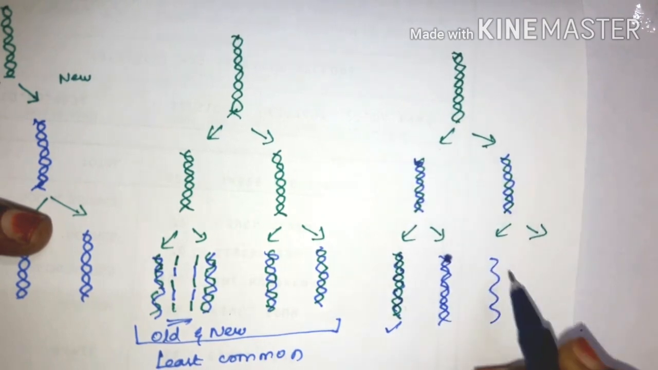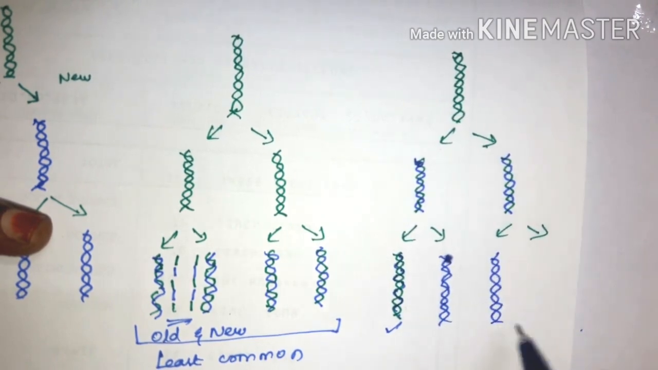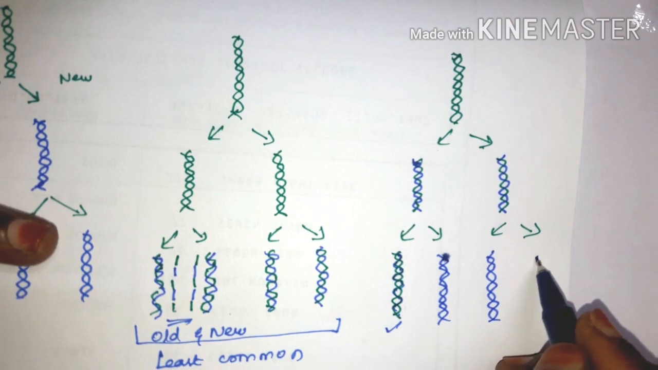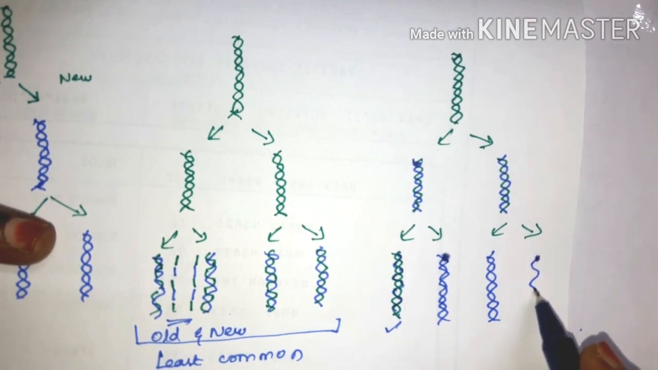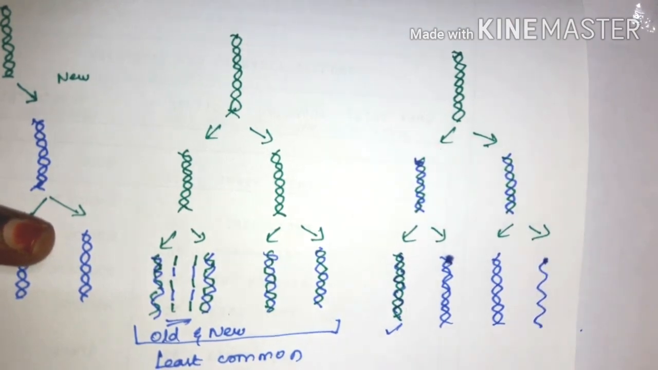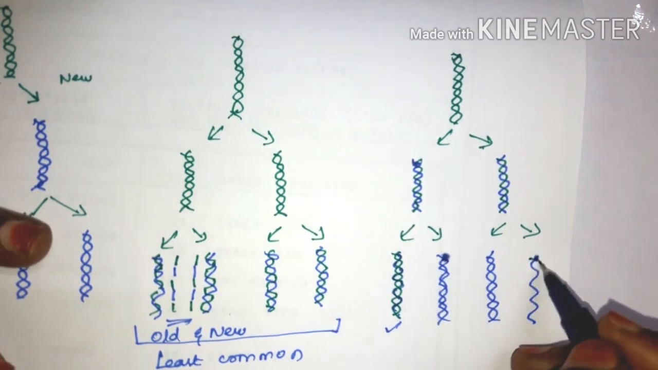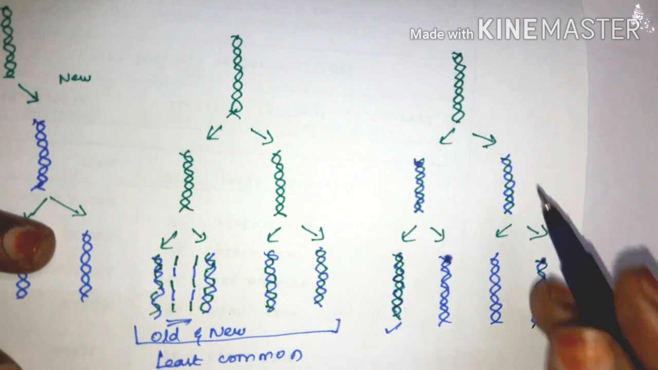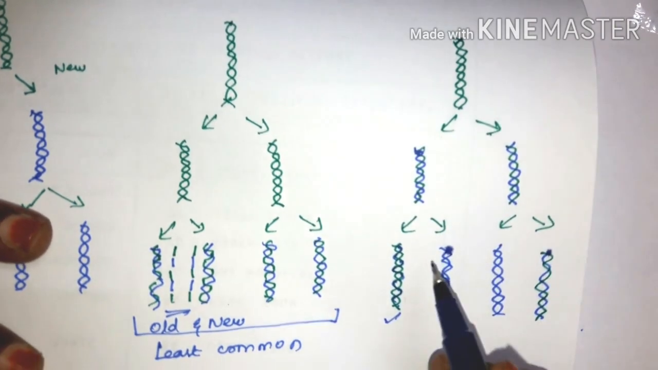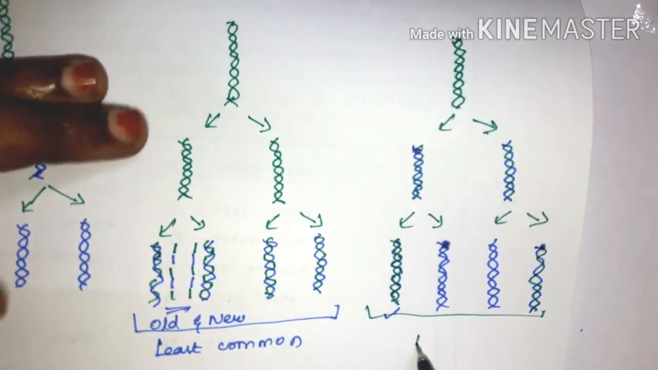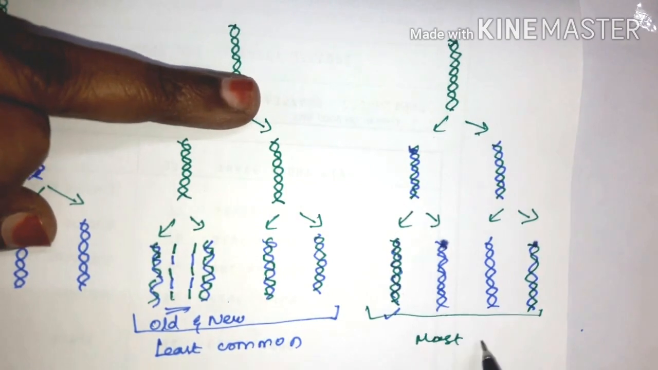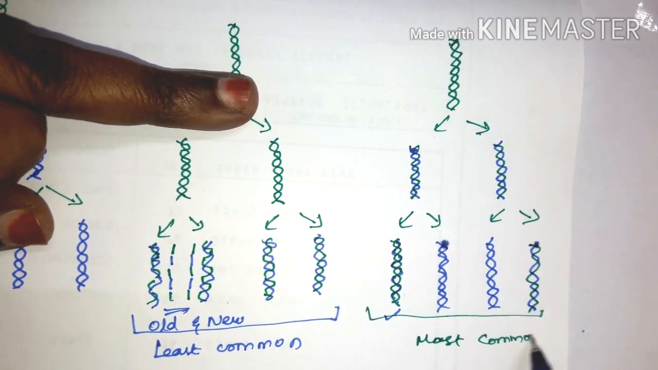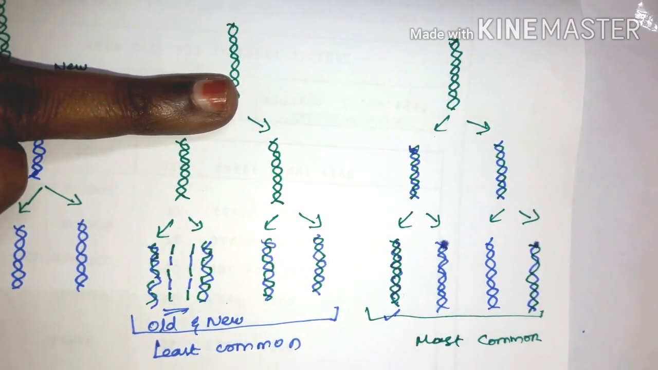Here also, one strand is completely new and another one is old. They have one new strand, but the other one should be the old one, preserved with the parental characters. This is the most common and accepted model, and it has also been experimentally proved by scientists.